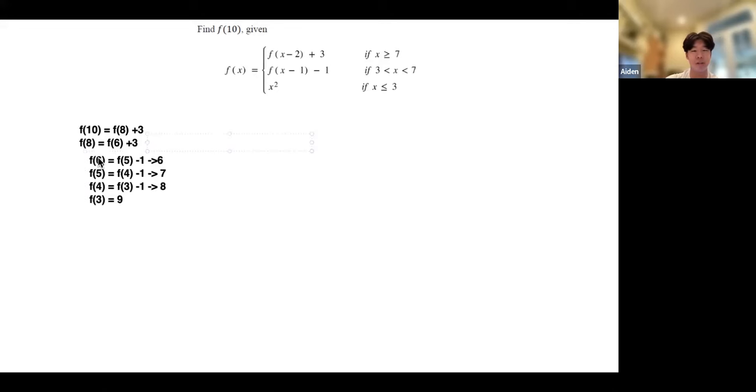And then since f of 6 is 6, then f of 8 is 6 plus 3, which is 9. And then that means that f of 10, which is f of 8 plus 3, is equal to 12, which is our final answer.